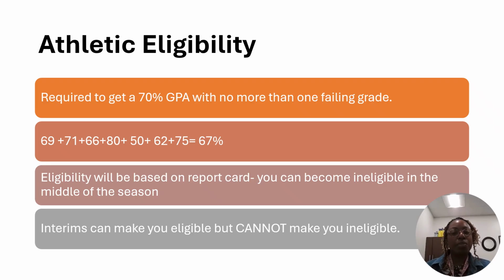So let's be mindful and always do the best that we can and get as high marks as we can. Eligibility is based on the report card, so you can become ineligible in the middle of a season if your report card reflects that. And then interims can make you eligible but cannot make you ineligible. So let's utilize those interims to the best of our ability, so that if it comes down to interims to make us eligible, we have that opportunity.